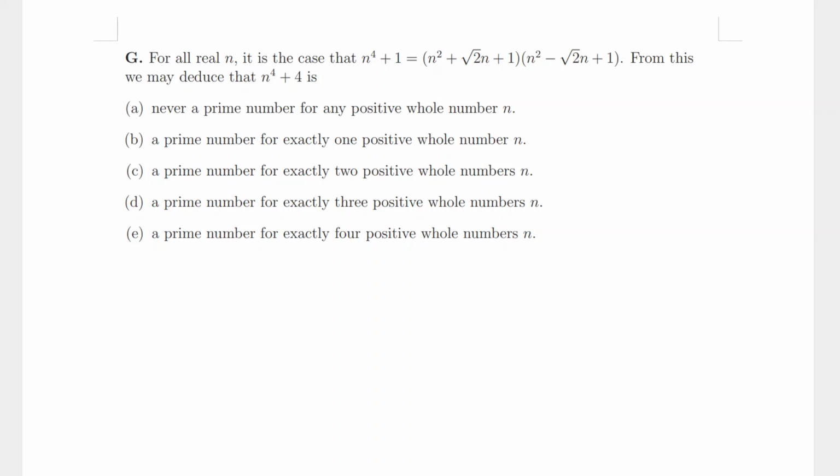The factorization there, you could think of it as more like a difference of 2 squares in some way. You could think of it as n squared plus 1 all squared minus square root of 2n all squared. This generates n to the 4 plus 2n squared plus 1.